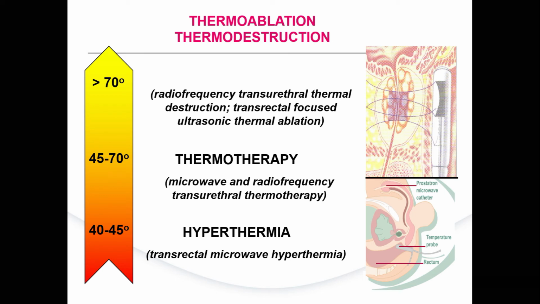Thermoablation and thermodestruction are alternative methods of treatment. We have those above 70 degrees, like radio frequency transurethral thermal destruction and transurethral focused ultrasonic thermal ablation. Also we have thermotherapy, like microwave and radio frequency transurethral thermotherapy, and hyperthermia, like transrectal microwave hyperthermia. All these alternative methods we use in rare cases due to the cost of these procedures, and also because we have good results with transurethral resection.